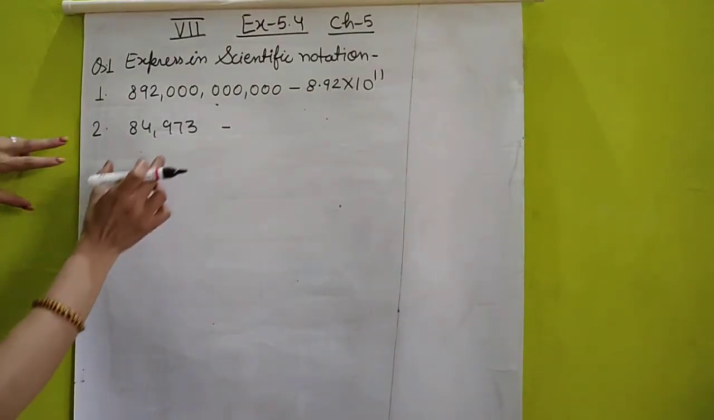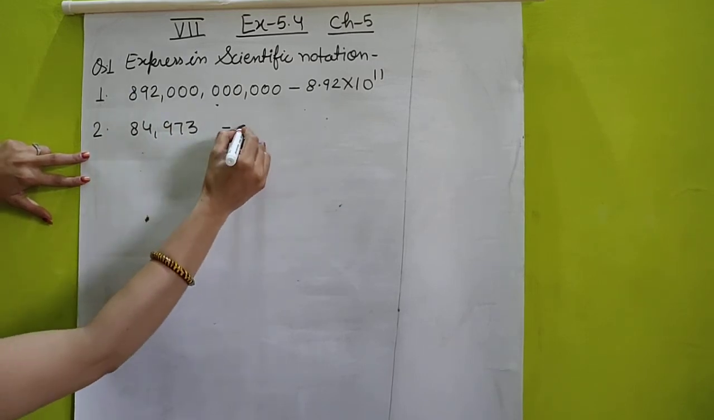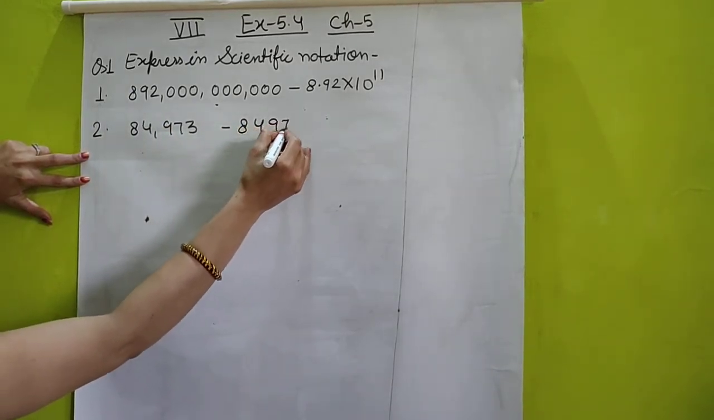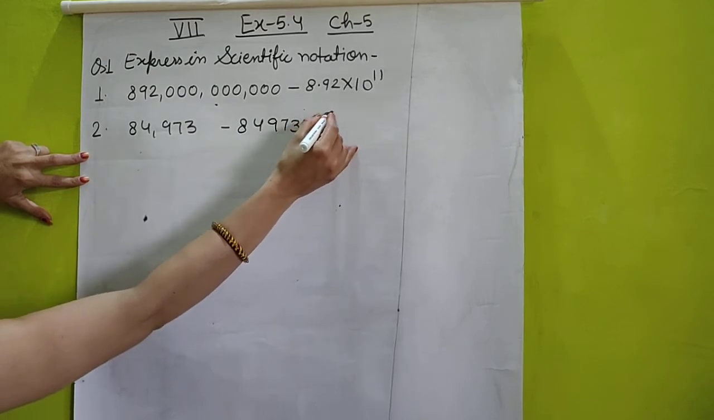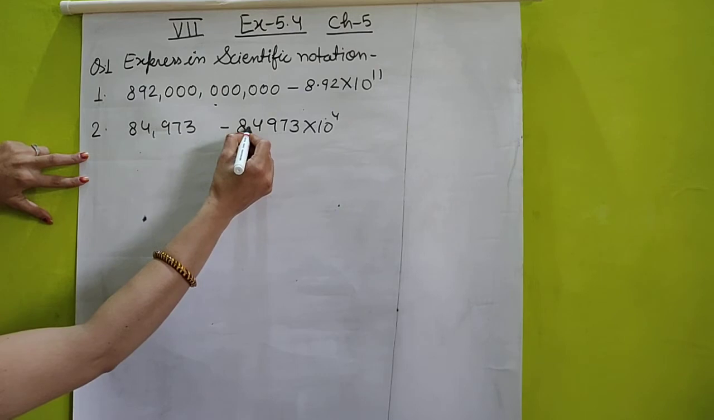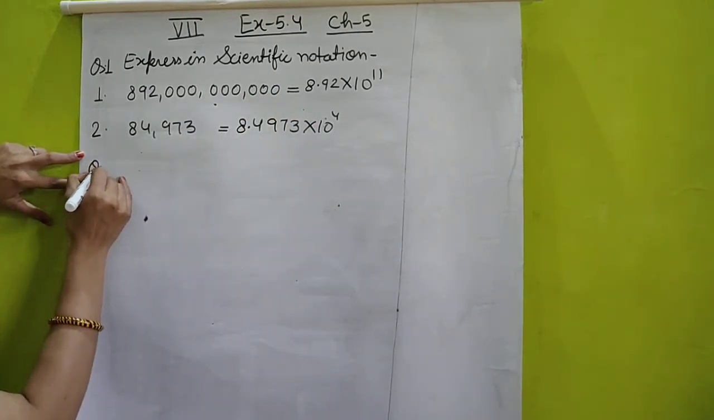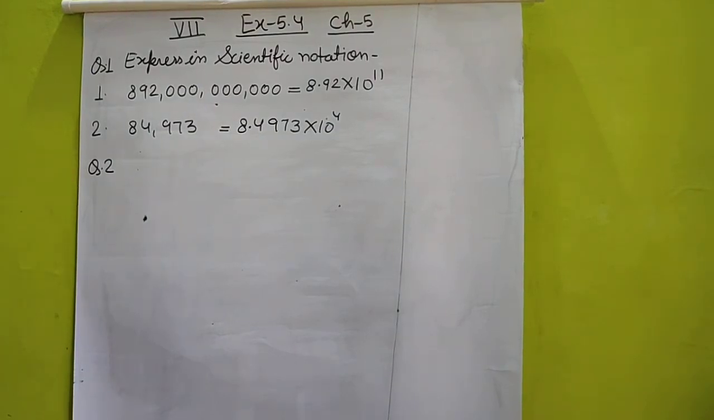Very easy. Now here, 1, 2, 3, 4, 5 digits, so the power is 4. First of all we write the given number as it is, and the power of 10 will be 4, because total digits are 5. Now after 8 we can put the decimal. So like this, students, you can convert the given usual form into scientific notation.